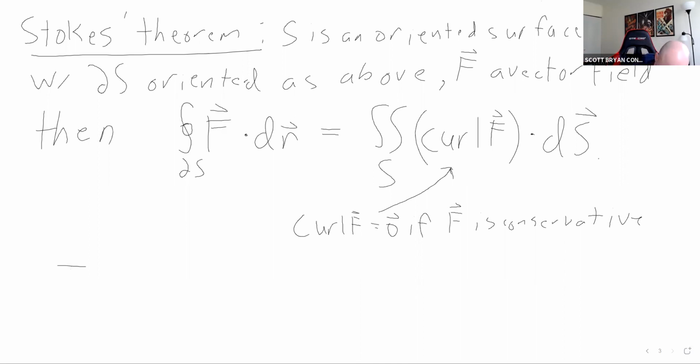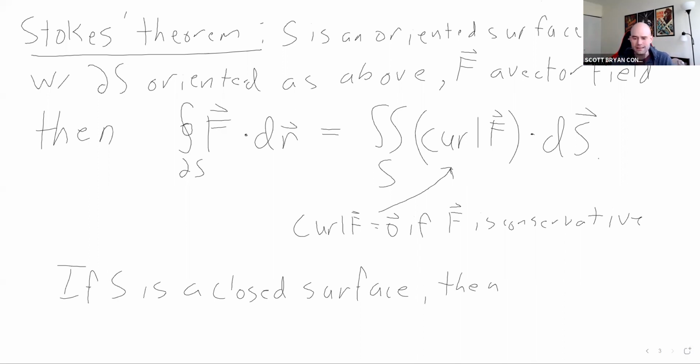Also, if S is a closed surface, then the same theorem holds, but the boundary is empty. It doesn't exist, right? So if you're integrating over nothing, you get 0. And that's the case. So if S is a closed surface, then the right-hand side, the integral over S of curl of F, doesn't matter what F is. If you integrate the curl of F over a closed surface, you get 0.